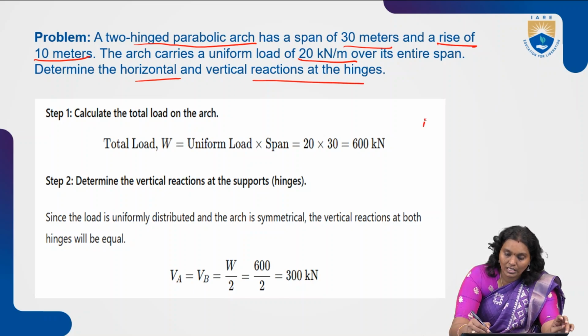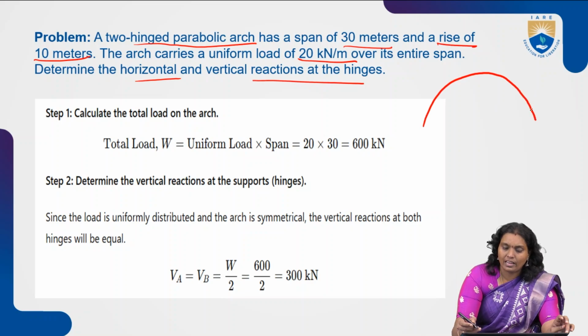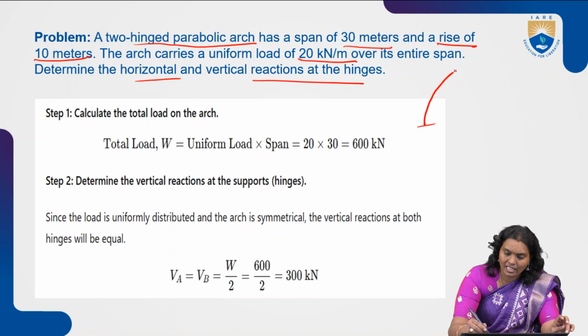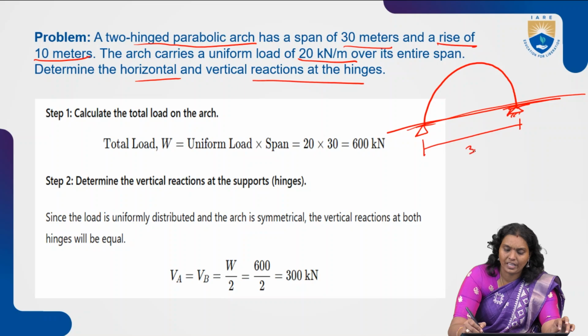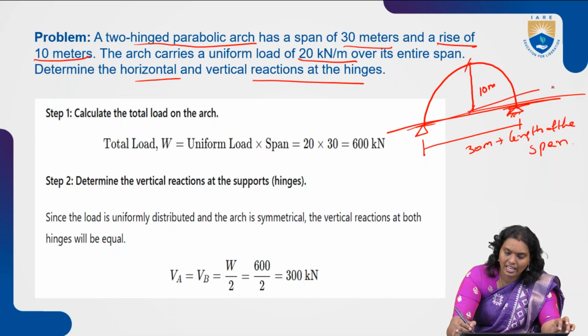Here it is a two-hinged parabolic arch. There is nothing mentioned about whether the supports are on the same axis or not, so here we are considering they are on the same axis. And the span length is 30 meters. The length of the span is 30 meters and the rise, from the middle point from here to here, is equal to 10 meters.